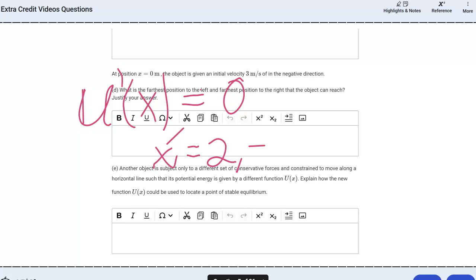and negative 2. Well, then you would plug in a value smaller than 2, and a value larger than 2. If the value smaller than 2 is negative and the value larger than 2 is positive, it's a local min. And that's called our first derivative test, because u prime went from negative to positive. And then you could do the same thing with the negative. So our local minimums would be our points of stable equilibrium.